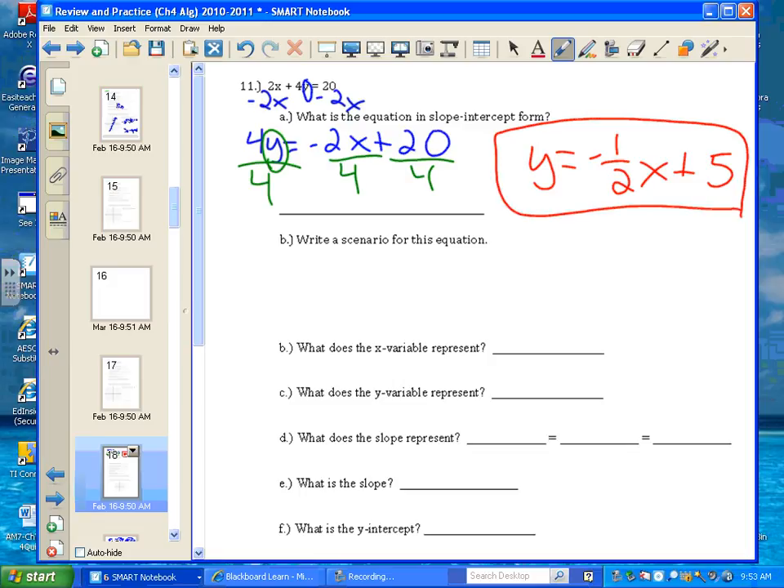So last class is getting a little more creative with their scenarios. Anyone want to try to give us a scenario for that equation? Something kind of interesting? Okay, how about any kind of scenario? It could be something boring. Y equals negative 1/2 x plus 5.